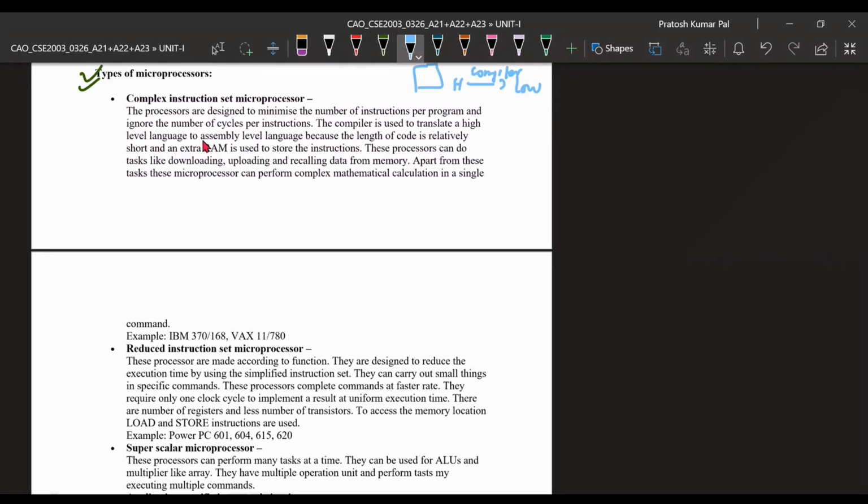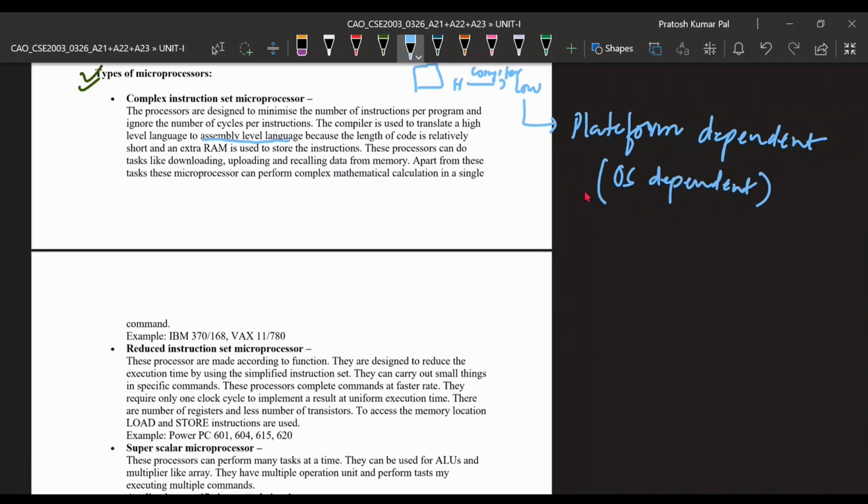Assembly language we will see later in this unit. Assembly language is also understandable to humans, because it uses mnemonics, but it is considered a low level language because it depends on what it is going to operate on. So it is OS dependent. Assembly language and machine language are both low level languages.